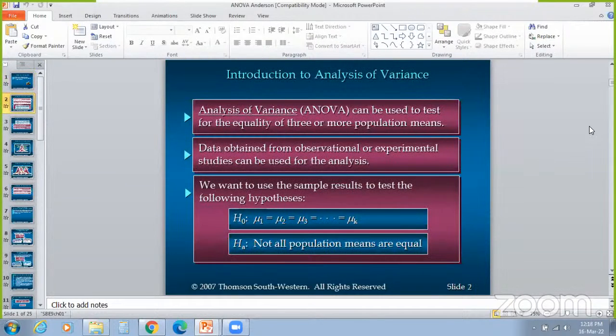Now we have a brief discussion on this. As we have just noted, this analysis of variance can be used to test a hypothesis of equality of three or more population mean values. And we can obtain the data to conduct this type of hypothesis testing either from observational studies or from experimental studies.